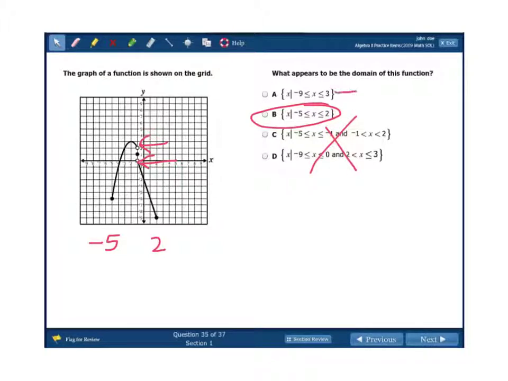Okay, and what's this one doing? This one is doing the range. So don't get caught with the domain and the range there. 2 more.